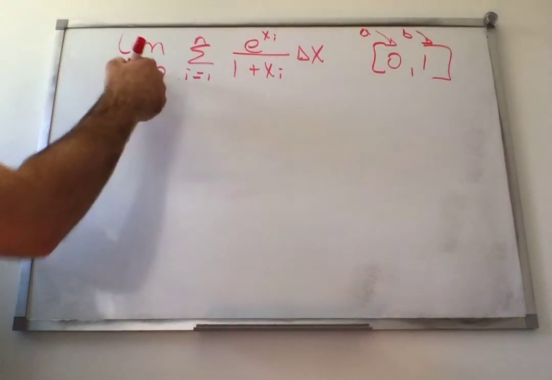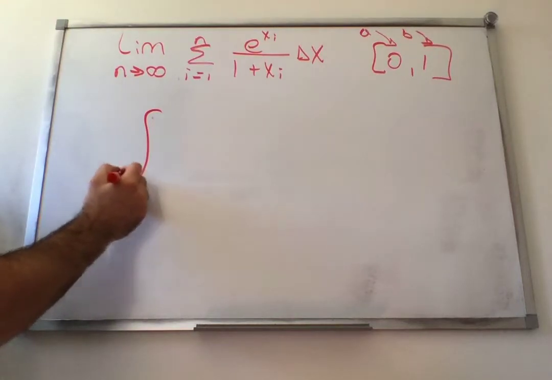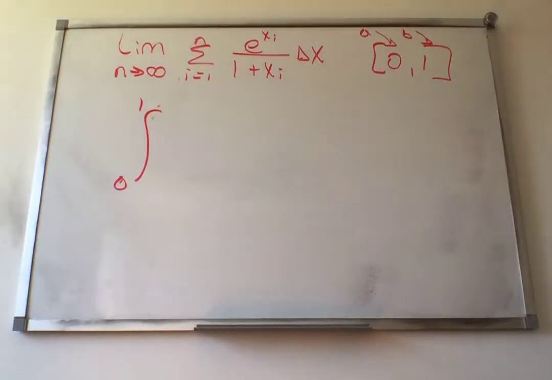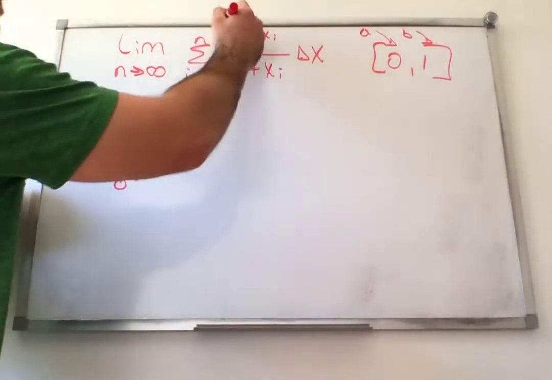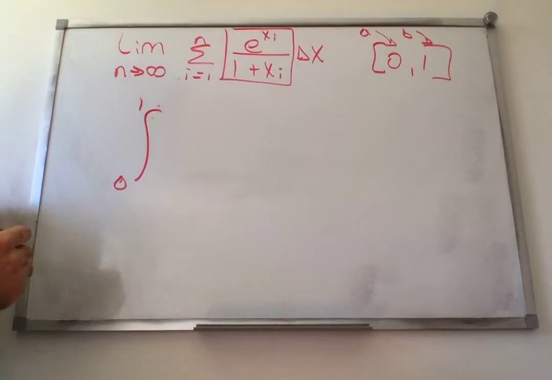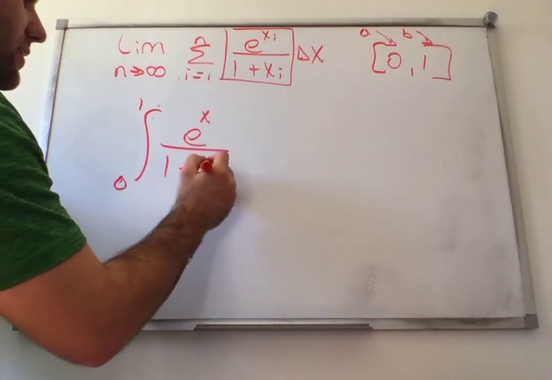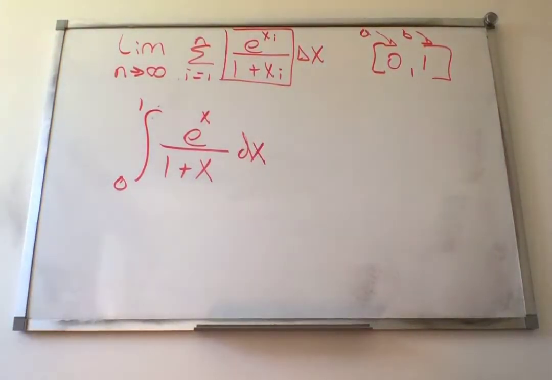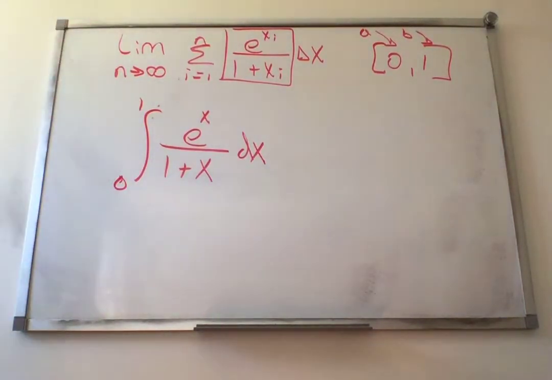So I could write this limit of a sum as the integral from 0 to 1 of some function. Now I need to find the function that goes right here, okay? The function that goes right here is just this piece right there without the x sub i's. Instead of x sub i's, you're going to write x's. So it's e to the x divided by 1 plus x, and then delta x turns to a dx. That's all you have to do, okay? So instead of writing it as a limit, you wrote it as an integral, okay?